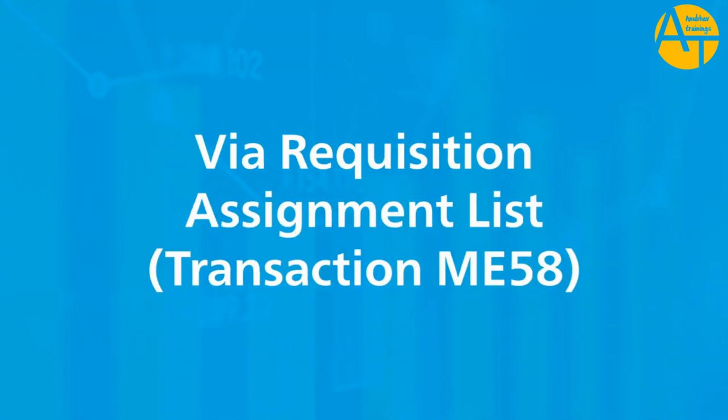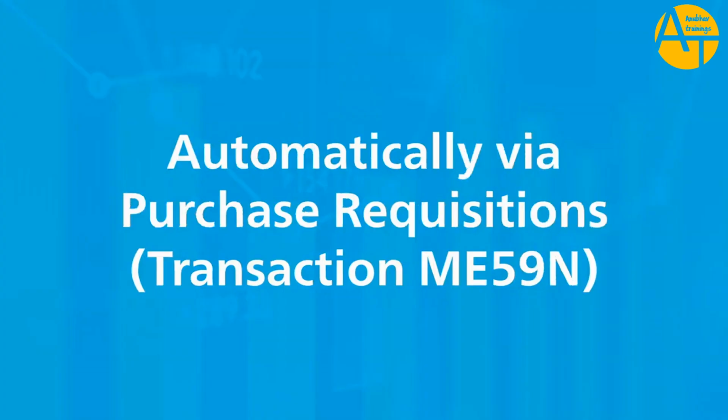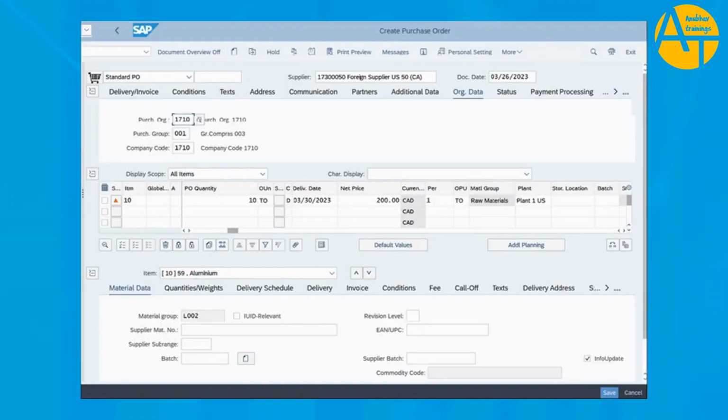If a purchase requisition exists, you can derive your purchase order from an existing purchase requisition. In the best case, the purchase requisition already contains all the necessary information, so you can convert the purchase requisition into a purchase order automatically via this transaction. There's also another option to create or display an extended purchase order.